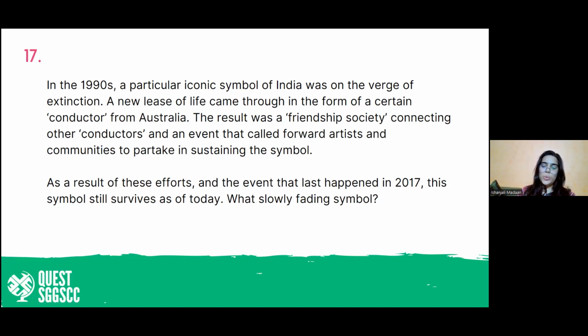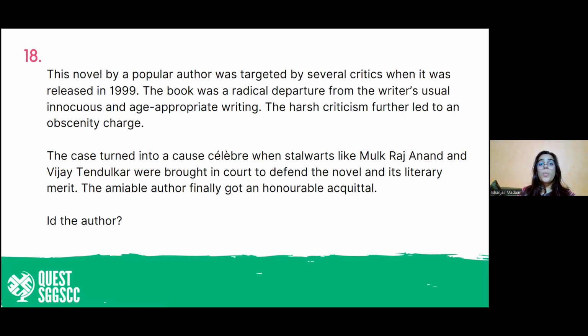Moving ahead to the 18th question. This novel by a popular author was targeted by several critics when it was released in 1999. The book was a radical departure from the writer's usual innocuous and age appropriate writing. The harsh criticism further led to an obscenity charge. The case turned into a cause célèbre when stalwarts like Mulk Raj Anand and Vijay Tendulkar were brought in court to defend the novel and its literary merit. The amiable author finally got an honorable acquittal. Identify the author we are talking about.